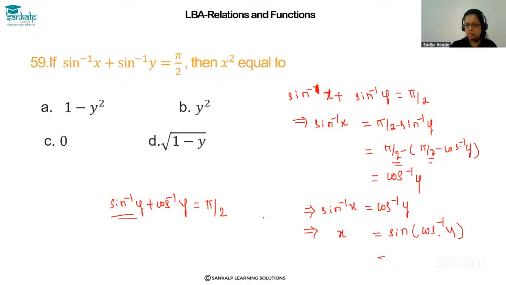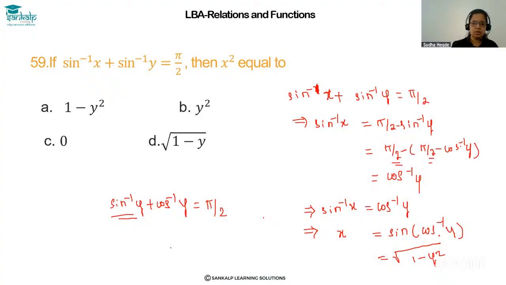That is equal to square root of 1 minus y square. Correct? If sin x is equal to some theta, then cos x is equal to square root of 1 minus theta square. Same way. So this is square root of 1 minus y square.